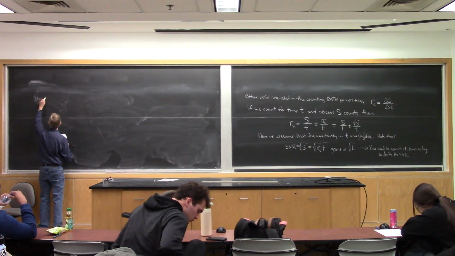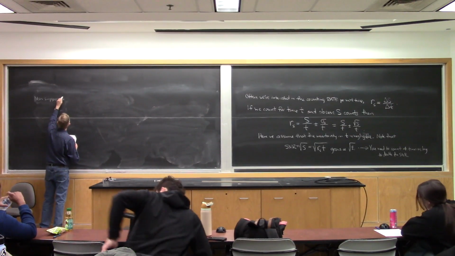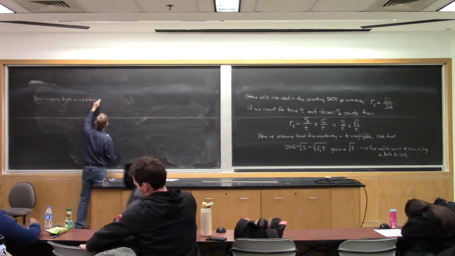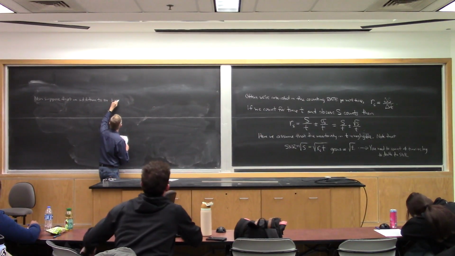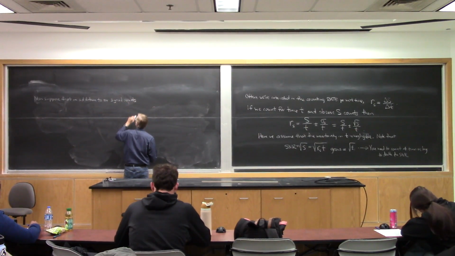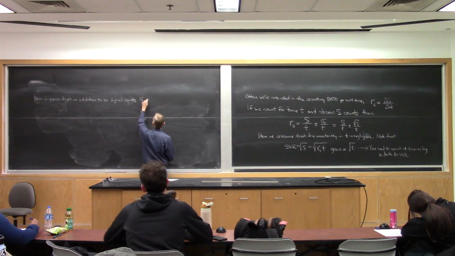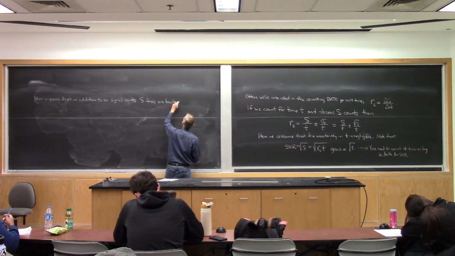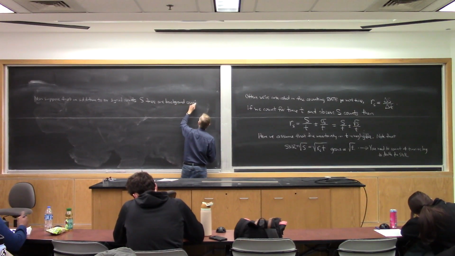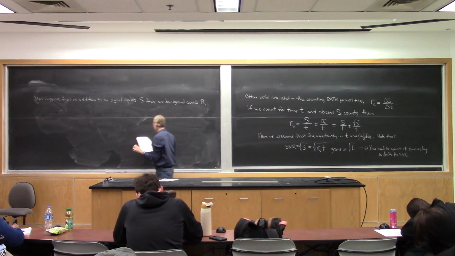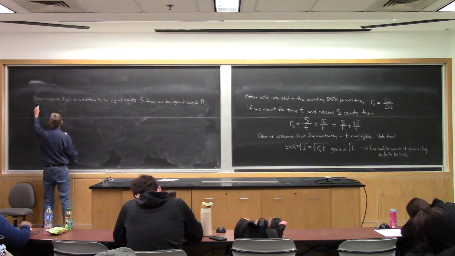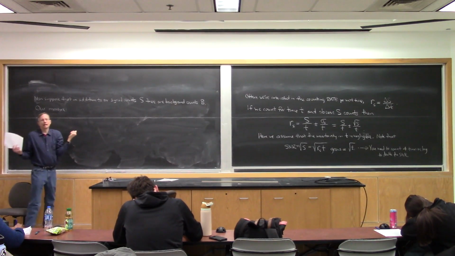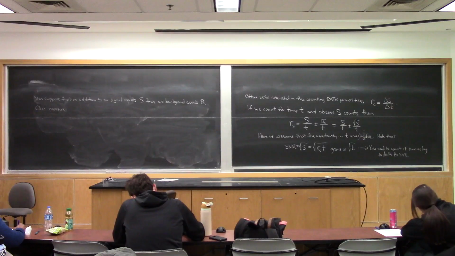How are we going to account for that? In addition to our signal counts S, there are background counts B. So our measurement is going to be S plus B now, right? The ones that are genuine signal counts and the ones that are just background noise.